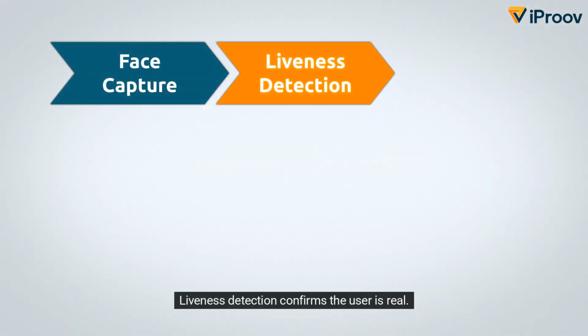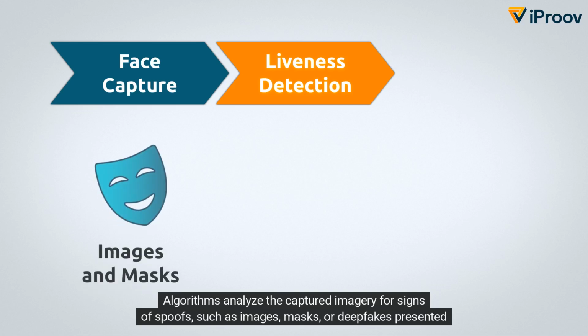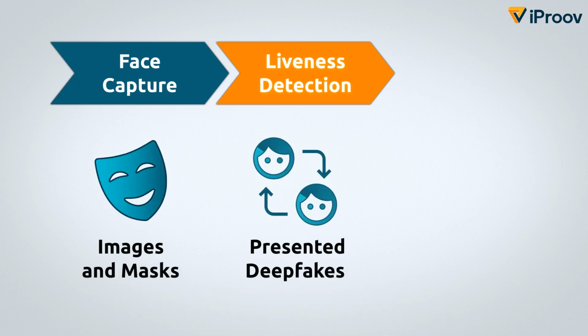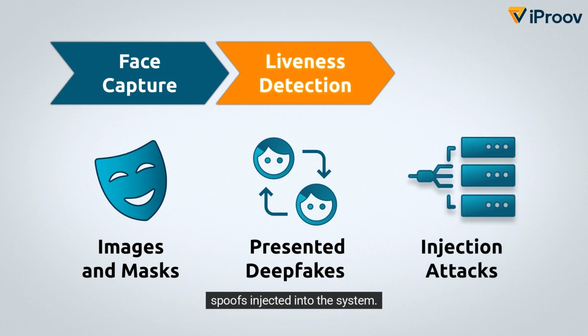Liveness detection confirms the user is real. Algorithms analyze the captured imagery for signs of spoofs, such as images, masks, or deepfakes presented to the camera. More recently, some liveness detection technologies test the imagery and analyze metadata for signs of spoofs injected into the system.